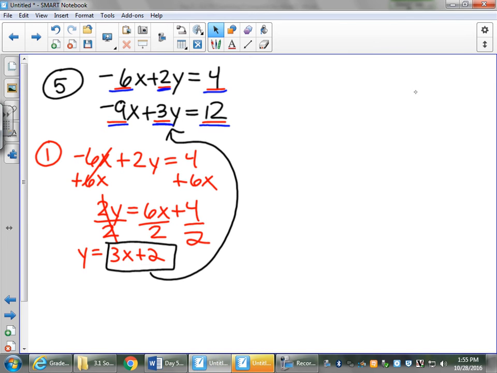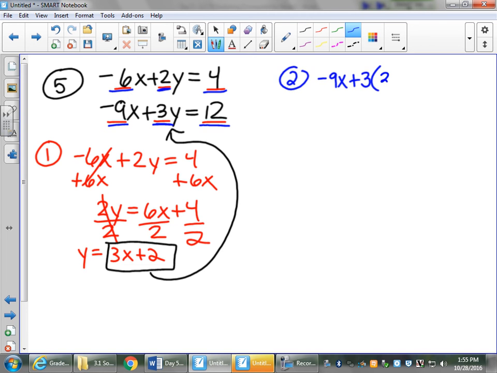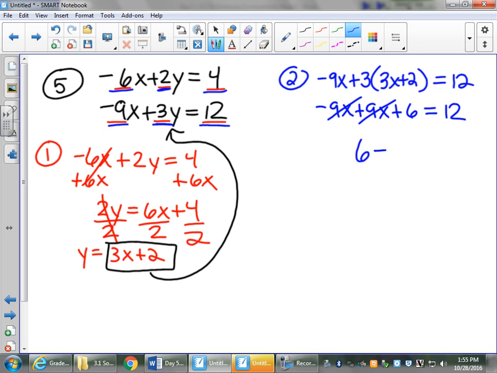Okay, so step 2, we are substituting right now. So we will have negative 9x plus 3 times 3x plus 2. And that's going to equal 12. Distribute. We're going to get 9x plus 6 equals 12. When I combine my terms, my x's are gone. They have disappeared. I have no x. And I am left with 6 equals 12.